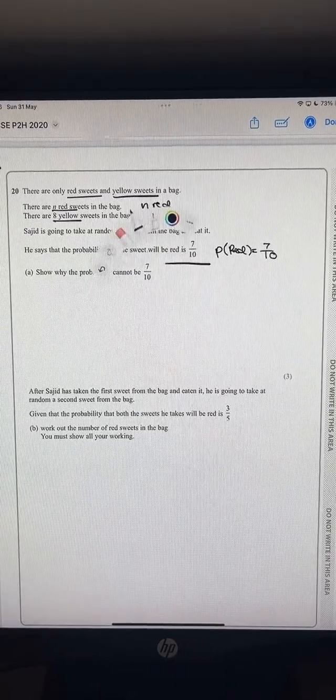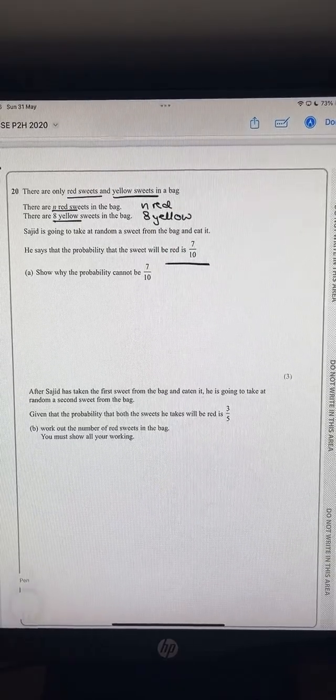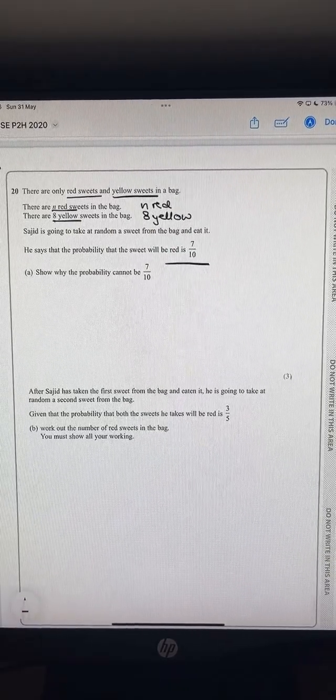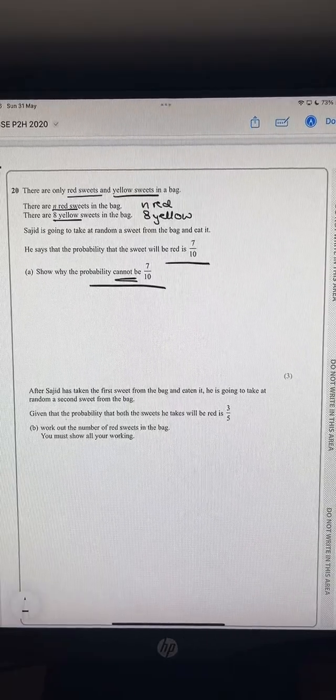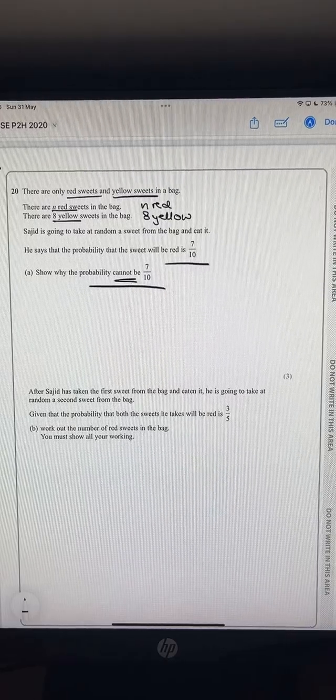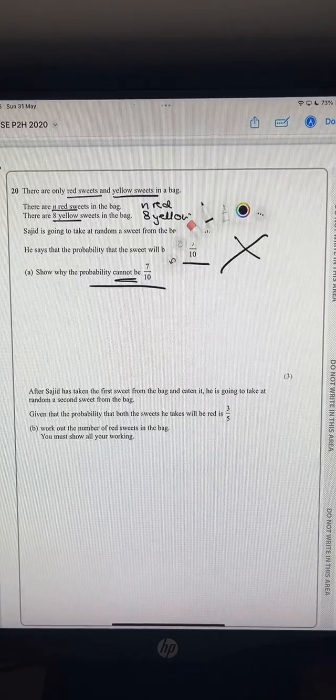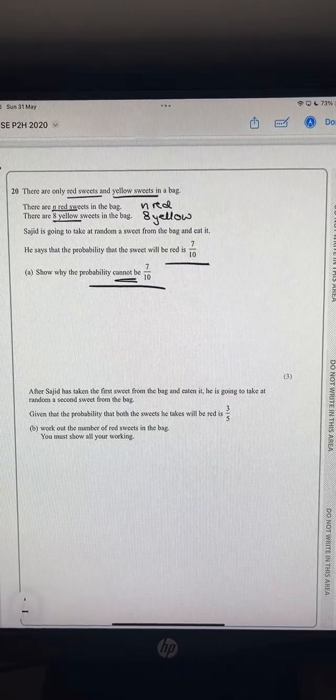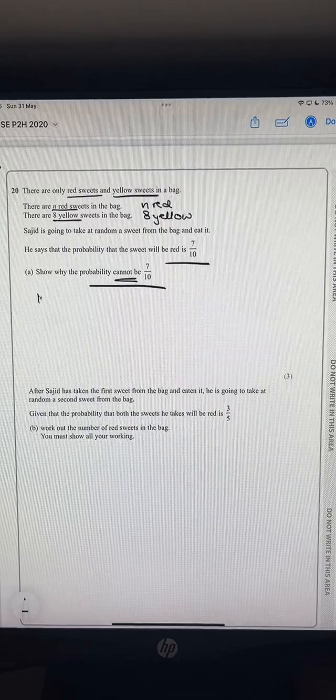Oh, wait, hold on. Don't write that out. Show why the probability cannot be 7 out of 10. Okay, so you can write that out, and if you do, then just strike it through. It's not that. This is a probabilities question. So show why the probability cannot be that. So just write down what we have.